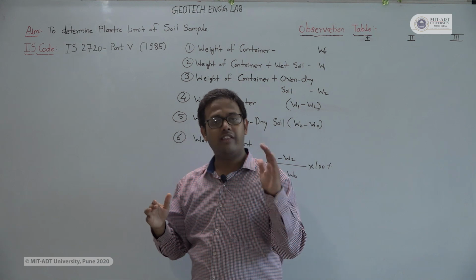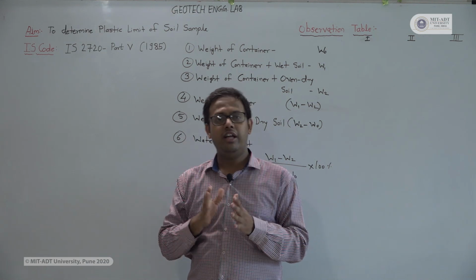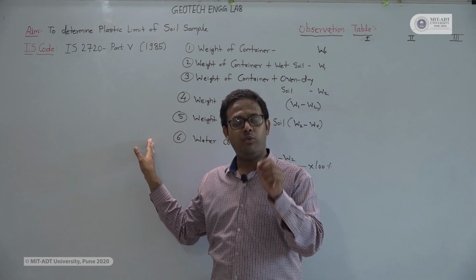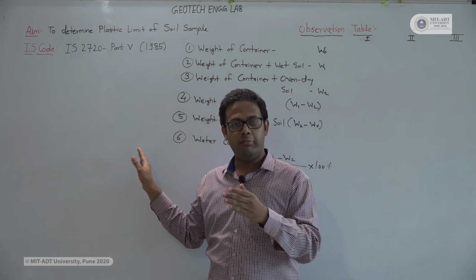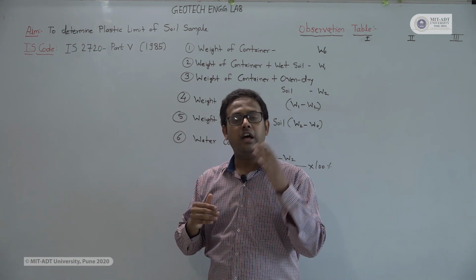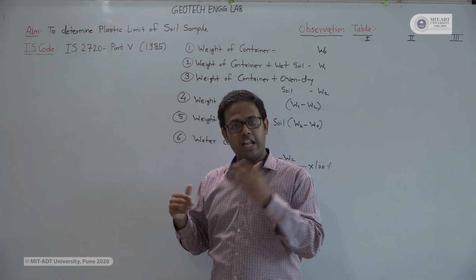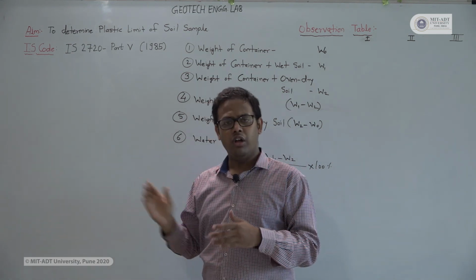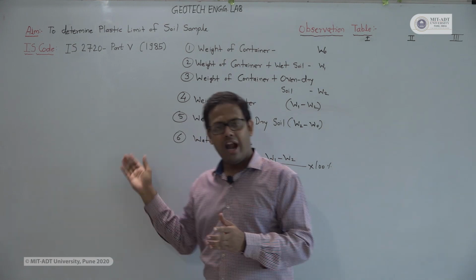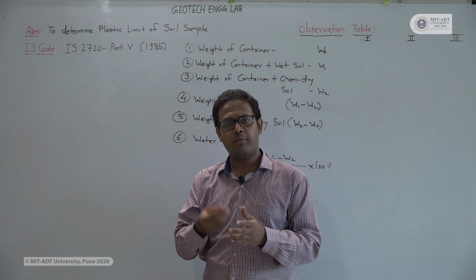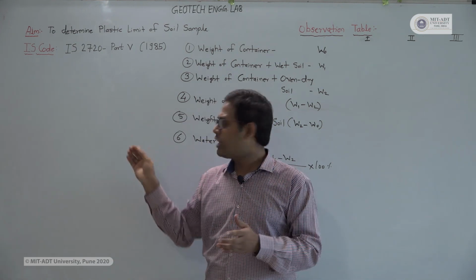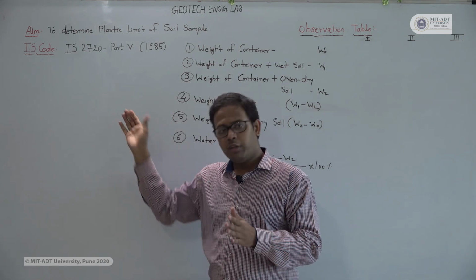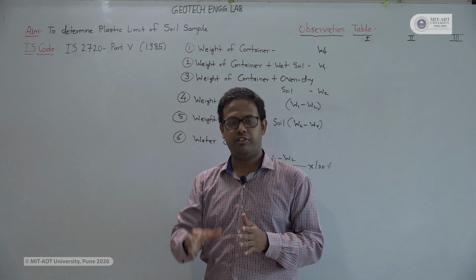Now let us first see what exactly plastic limit is. Plastic limit is defined as the minimum water content at which soil just begins to crumble when it is rolled into a thread approximately 3 mm in diameter. This is the typical definition of plastic limit. We are going to use a simple soil sample. We will take 50 gram of soil sample and add sufficient water to make a uniform paste. After that, we will explain the procedure step by step.